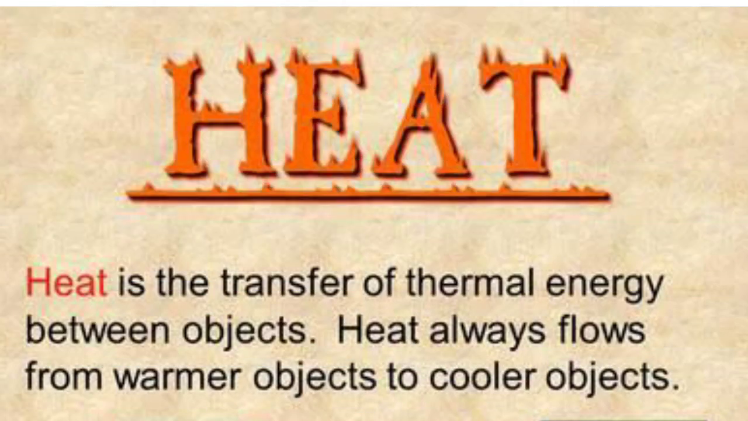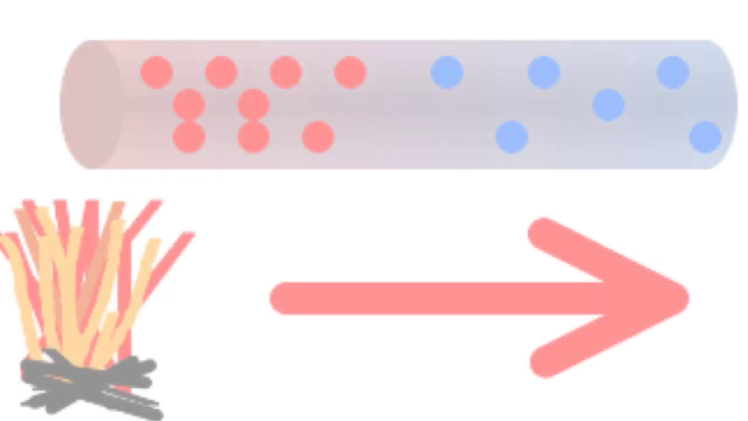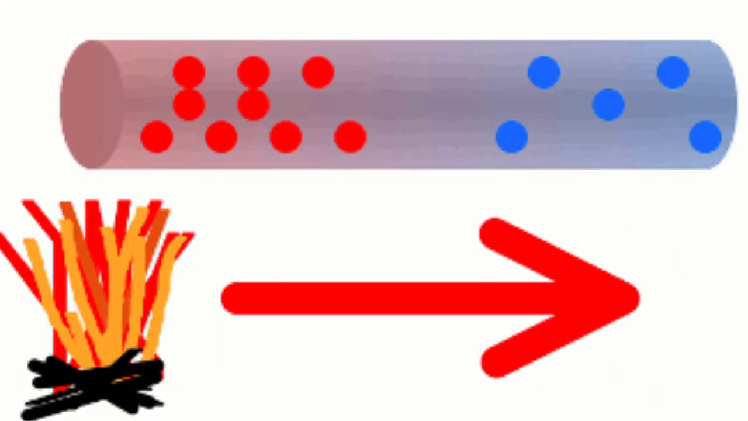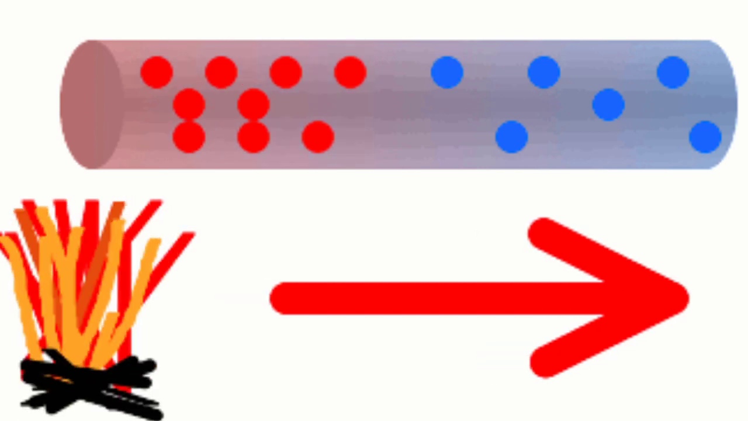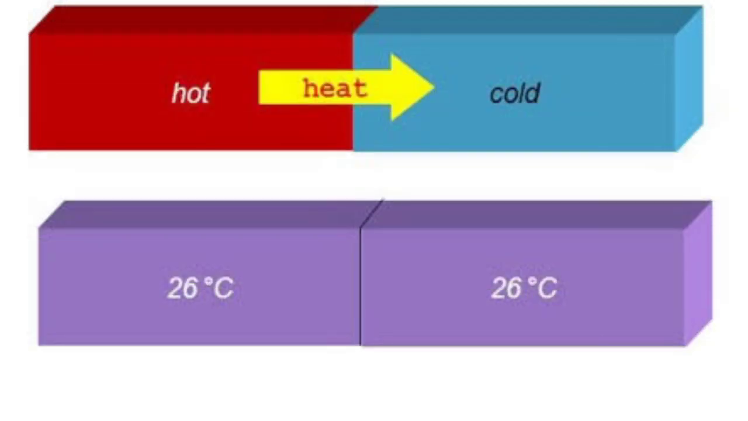You can say heat is a form of thermal energy. Heat can be transferred from one object to another. When heat flows into an object, it becomes warmer. When heat flows out of an object, it becomes cooler. When a hot object and a cold object are placed in contact with each other, heat flows from the hotter object to the colder one. This continues until both objects reach the same temperature, and this condition is called thermal equilibrium.